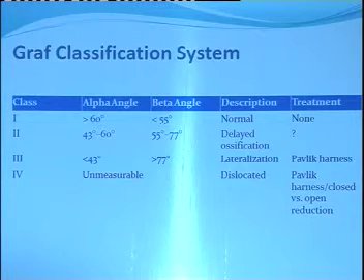observed by further ultrasound examination, and nothing should be done. Or at the most, some people would like to treat by Pavlik harness. In class 3, the alpha angle is less than 43 degrees and the beta angle is more than 77 degrees. That shows lateralization of the head, and such children should be treated by Pavlik harness. And class 4 is unmeasurable because the hip is dislocated. And again, the patient can be treated in Pavlik harness or closed reduction.